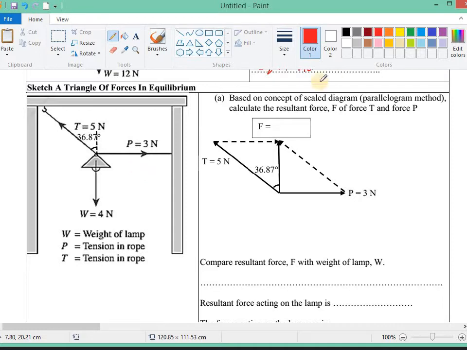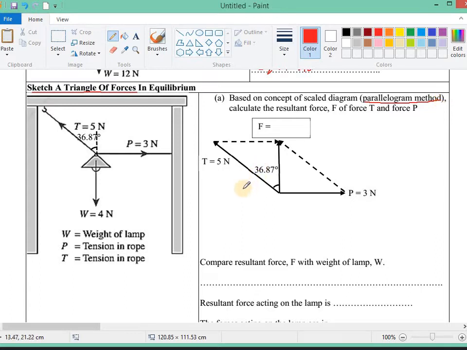Okay? Alright. So, for this part we want to sketch a triangle of forces in equilibrium. A triangle of forces is a triangle where the sides of the triangle represent the 3 forces that act on a single object, and the 3 forces are in equilibrium. Okay, so we look at this A. Based on the concept of scale diagram, parallelogram method. So remember we learned this in topic 1.1, parallelogram method. Calculate the resultant force F of force T and force P.